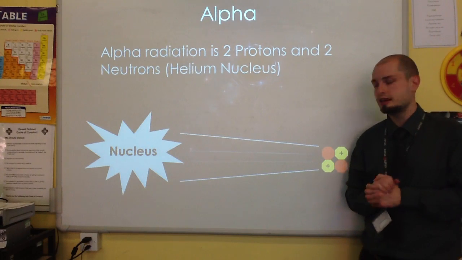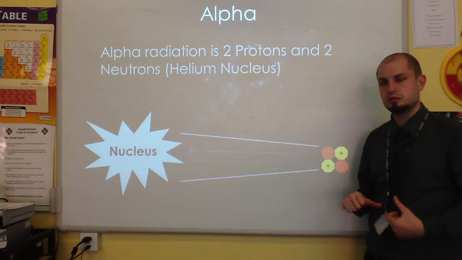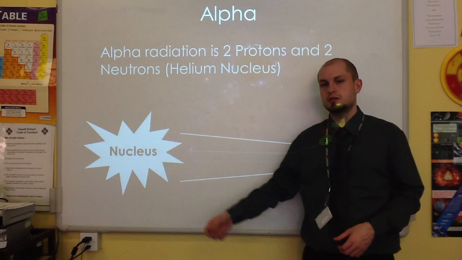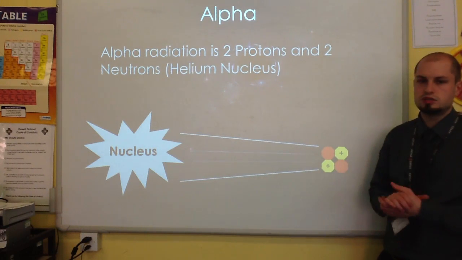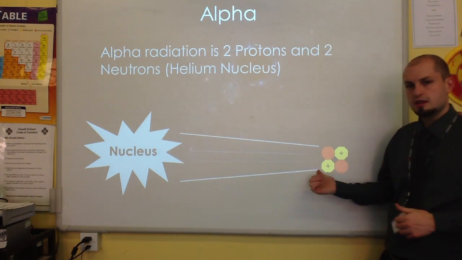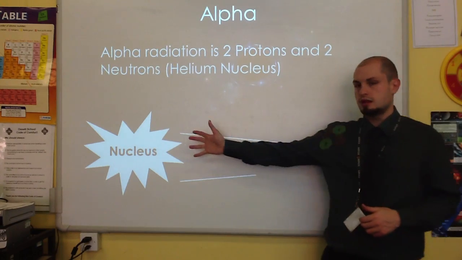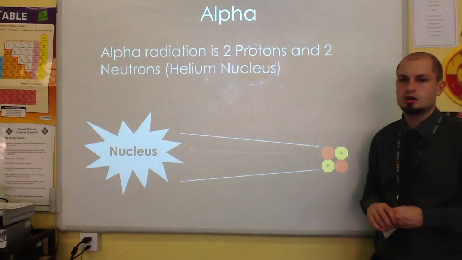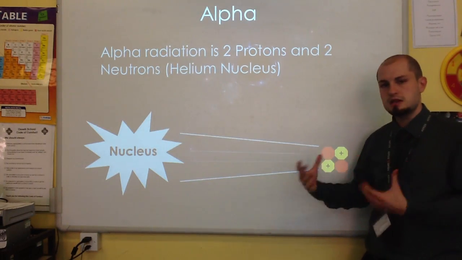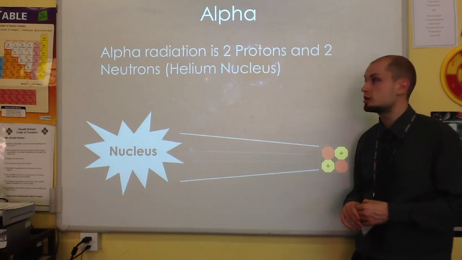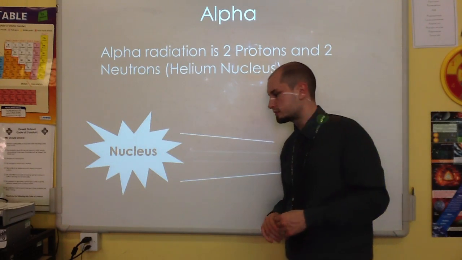It's just too heavy. So it groups up two protons and two neutrons and it sends them away from the nucleus at respectable speed. So this alpha particle has left the nucleus, making it a little bit more stable. Whenever something emits radiation, it's in a quest for it to become a little bit more stable.